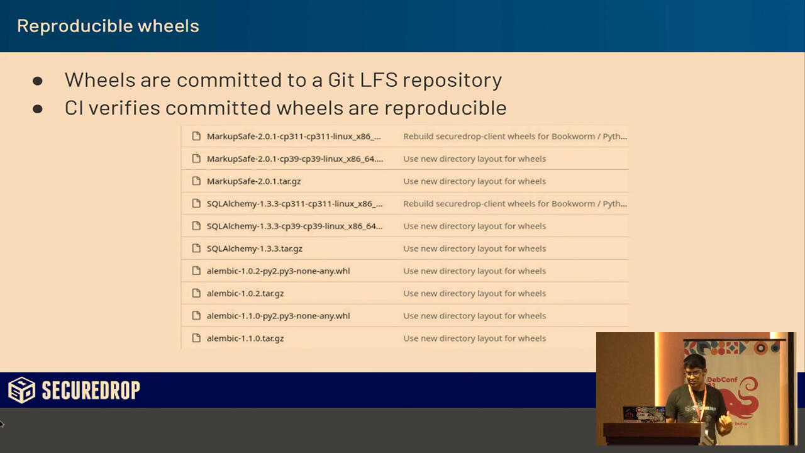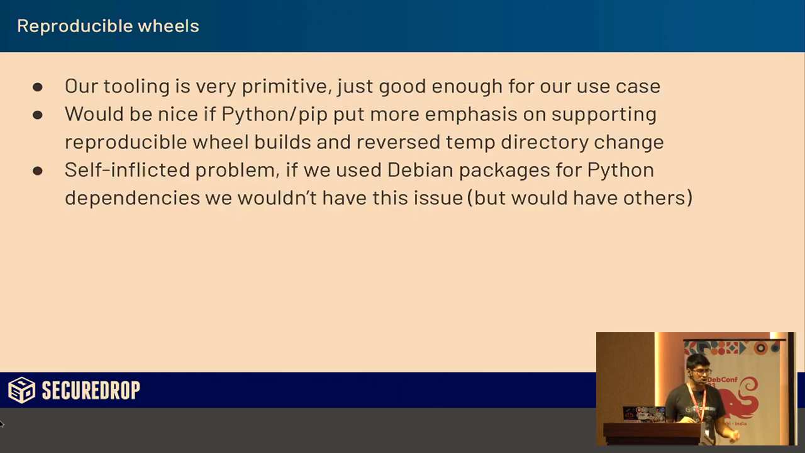And then the wheels are committed to a Git LFS repository, and then we have a CI step that uses repro-test to verify that they are reproducible. Our tooling for this is pretty primitive. It's just good enough for our use case, but it's not generally usable.